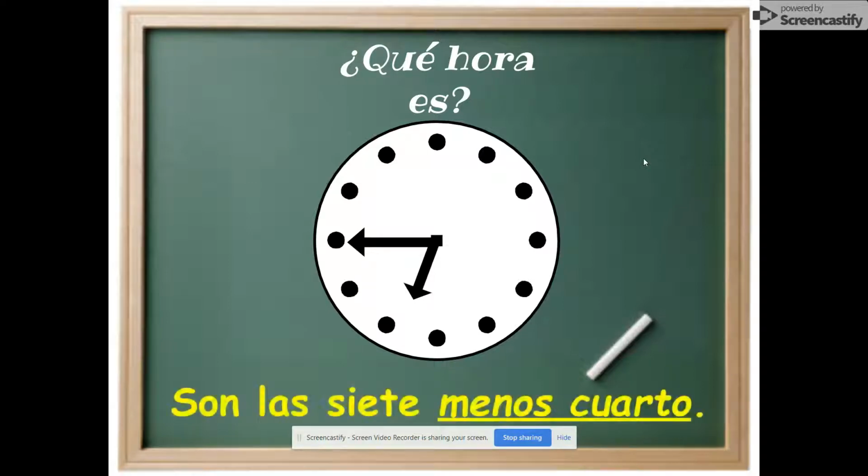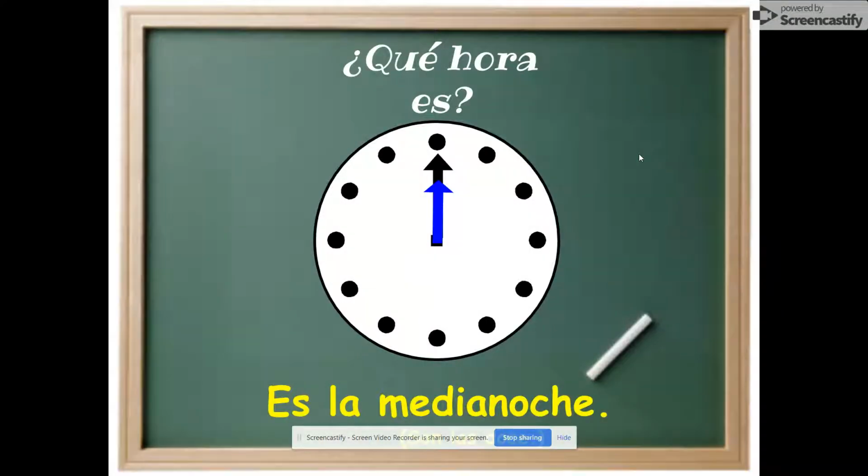Son las 7 menos cuarto means that it's going to be 7 o'clock, but minus 15 minutes that we still have to go. In English, 6:45. In Spanish, 7 minus 15 minutes or quarter. Es la medianoche.